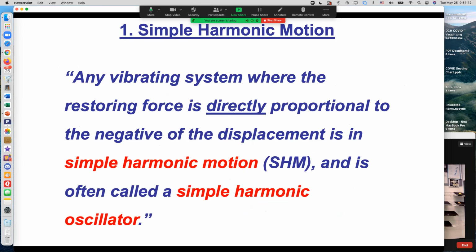So any vibrating system where the restoring force, in this case the force operated by the spring, is directly proportional to the negative of the displacement is in simple harmonic motion, and is often called a simple harmonic oscillator because it oscillates, right? SHO.